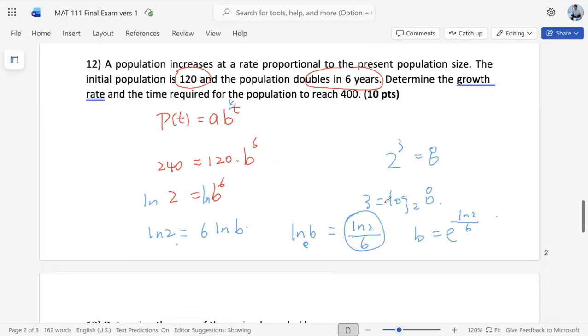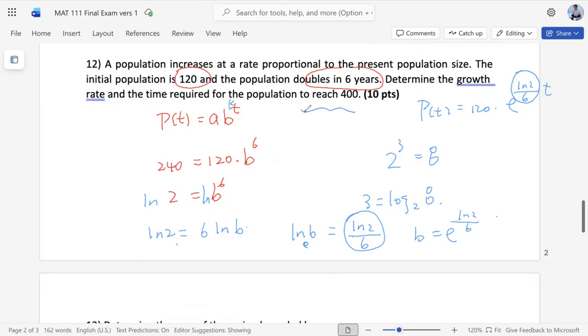So once we have this, we can write down p of t equals 120 times this base. Let me just write down ln2 divided by 6. You see that's the k. It's k.